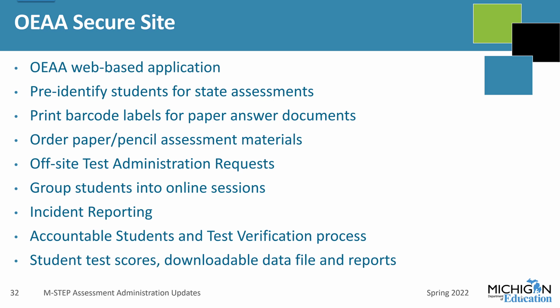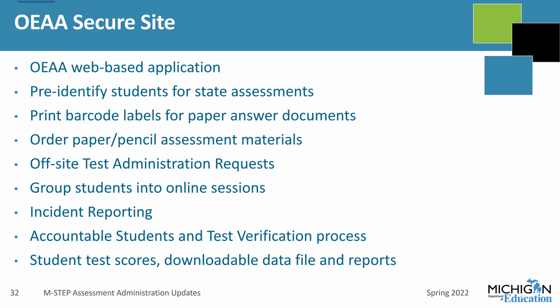In the OEAA Secure site, you will pre-identify your students for all state assessments. It's where you print barcode labels for paper pencil answer documents, in case you were not able to pre-ID before the deadline for shipping of barcode labels. As a note, if you did have any students pre-ID'd for paper pencil testing before the initial material order window, then you will get a blank sheet of labels that you can use to print your barcode labels from the Secure site.